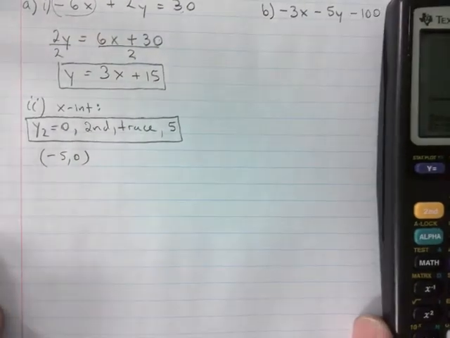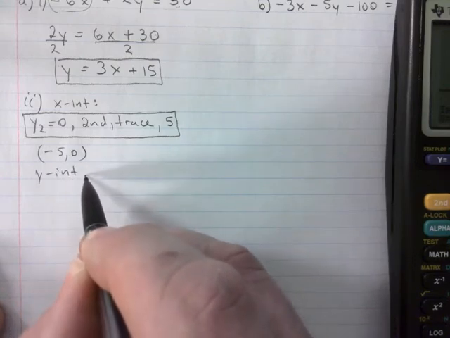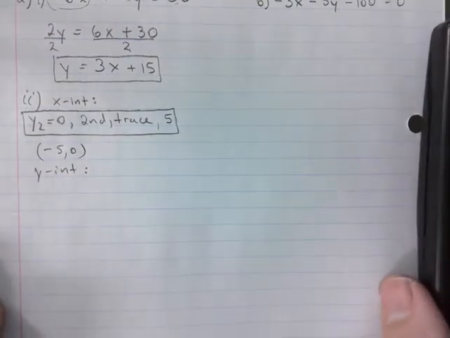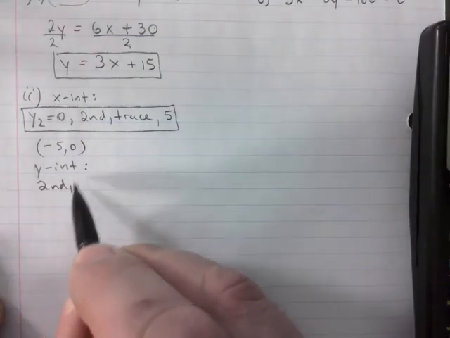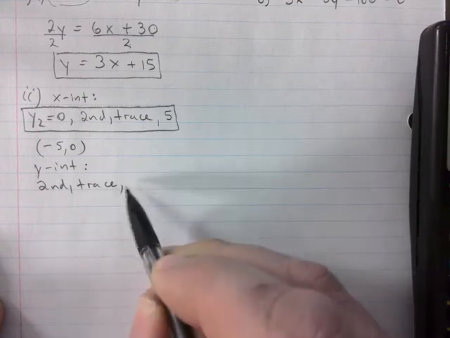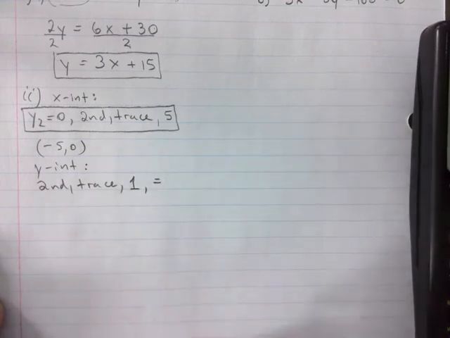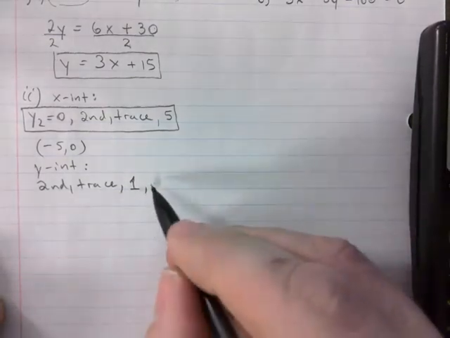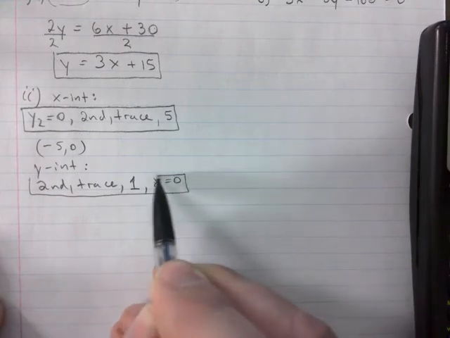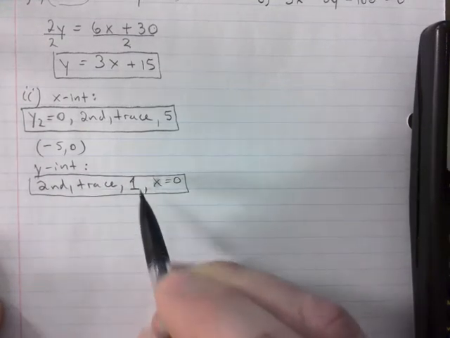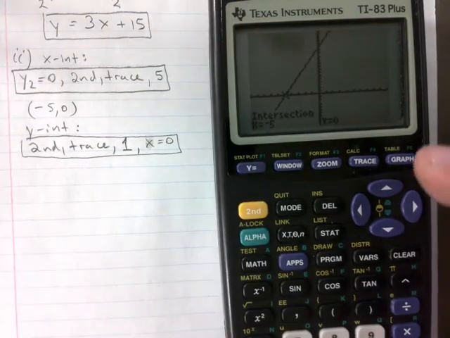So that's the X-intercept. The Y-intercept, you press different buttons. You go second, trace, 1, and then you're going to make X equal to 0. Okay, so let's do that all together once you've written that down.